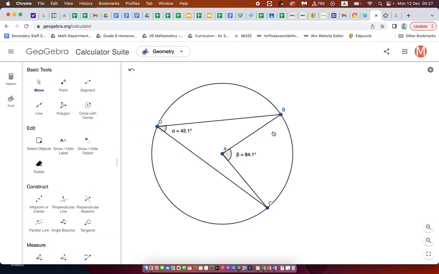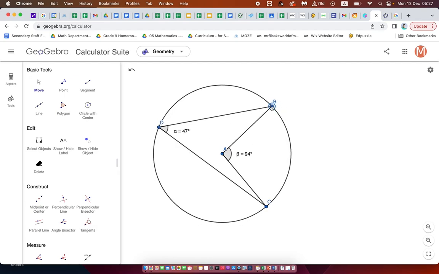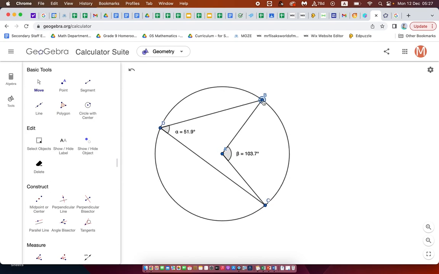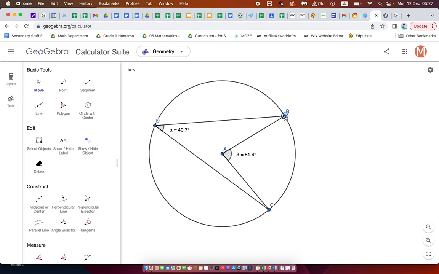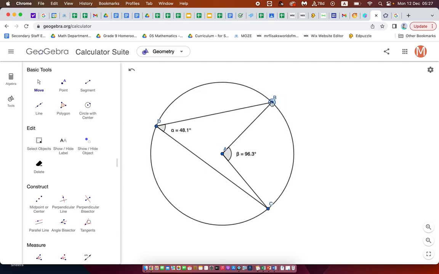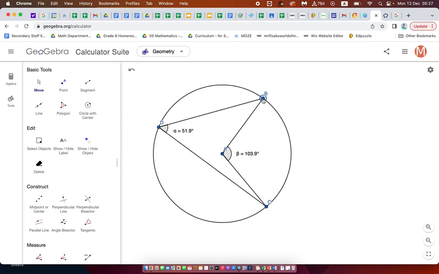Now, on yours, you've created this now. Grab your move tool and move either one of these points, B or C, and make the angles bigger and smaller, and then try to note the relationship between the two angles. Do you see a relationship between the two angles? I'm doing it here as well. Okay, do it on yours and carefully observe the relationship between the two angles. It might be easier to see when the angles are whole numbers and not decimal numbers, so try it now.